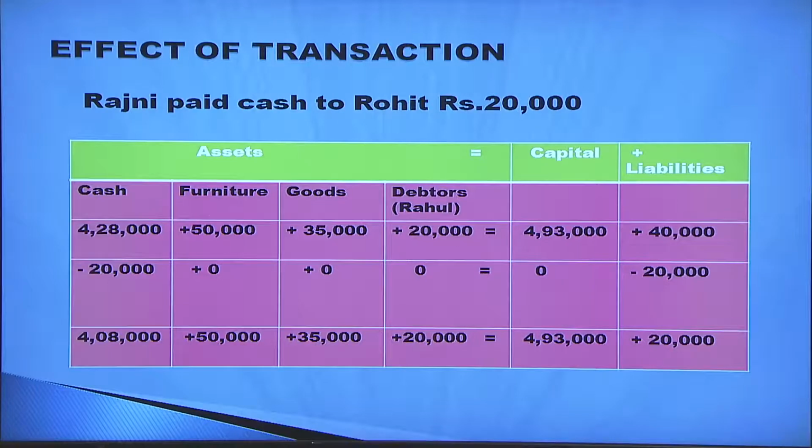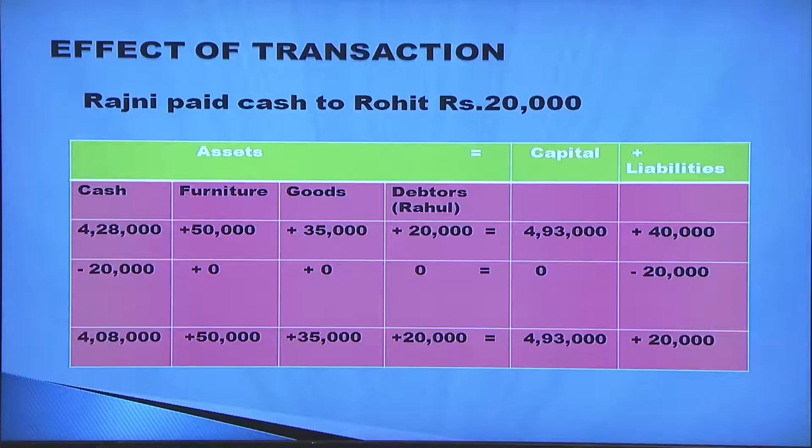Another transaction, Rajni paid cash to Rohit. Cash is going from the business and liability is decreasing. In the cash column, deduct 20,000 and in the liability column, deduct 20,000. In the first line, we have the old equation. In the second line, the effect of the transaction. And in the last line, the new accounting equation. That is cash 4,08,000 plus 50,000 furniture plus goods 35,000, debtors 20,000 equals capital 4,93,000 and liabilities 20,000.